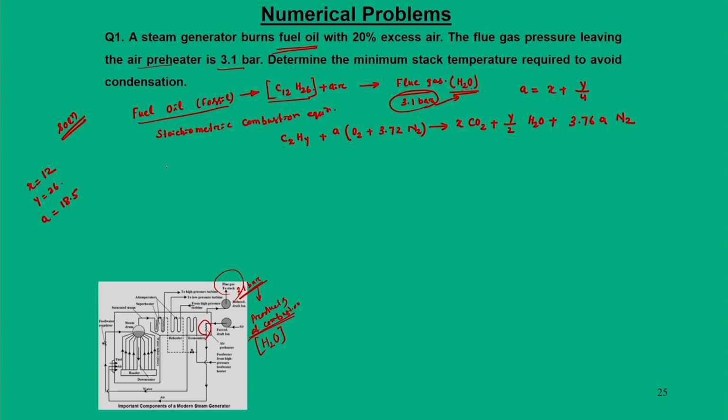Now, when you put all of them together, the combustion equation will look like C12H26 plus 18.5 O2 plus 69.56 N2 gives rise to 12 CO2 plus 13 H2O plus 69.56 N2. But this is the stoichiometric combination. What actually happens is that it burns with 20% excess air. That means this number has to be increased by 20%.